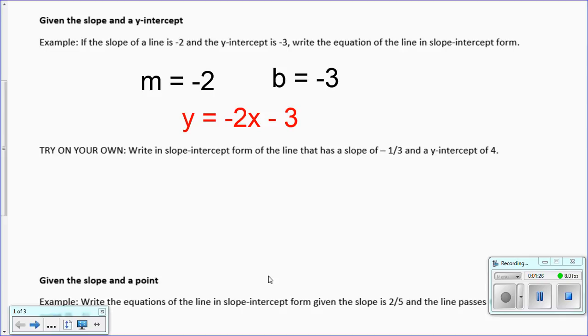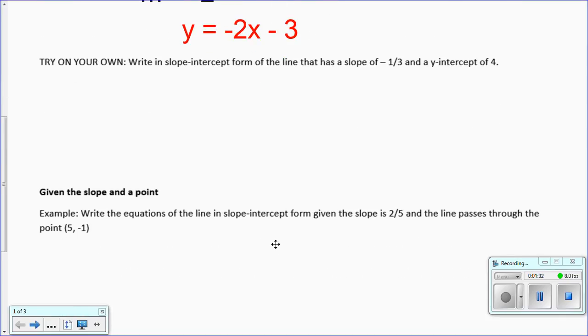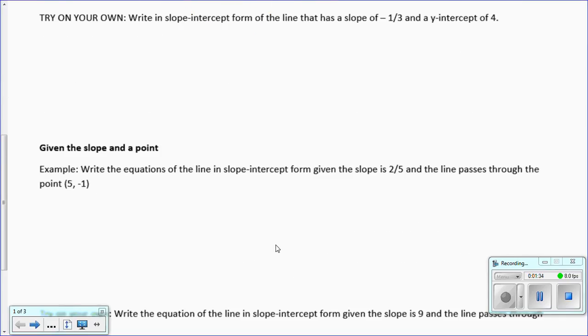possible problem that you'll get will be given the slope and a point, and the point might not be a y-intercept. If they give you the slope and a point, you could write it in point slope form and then convert it to slope intercept form, which is one option. But if you want to go straight for slope intercept form, this is what you're going to do. We have our slope is 2/5. We have our point, which is (5, -1). So 5 is our x and -1 is our y.